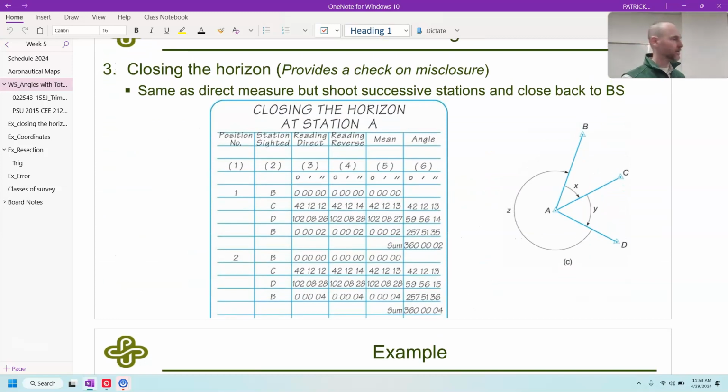So the last technique for measuring horizontal angles is exactly the same as the direct method we just talked about, but it closes the horizon to sight back on your back shot. And so if we re-sight that, if we had everything in perfect alignment, that should be 0 degrees.